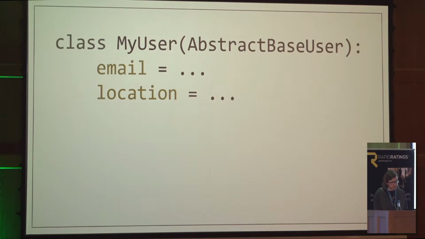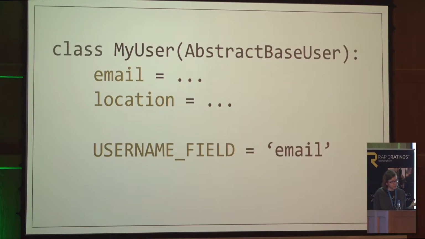So here is our basic setup for a custom user model. All we need to do is inherit from the abstract base user class, and we can start setting up our model's attributes. And so one of the things that it expects us to provide is this username field, which is the unique identifier for this model. By default, this will be the username, but since we want our users to log in with email, we will change that to be email instead.